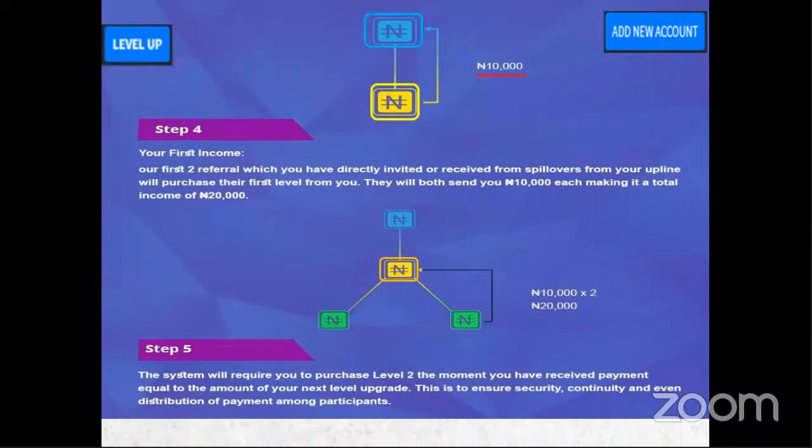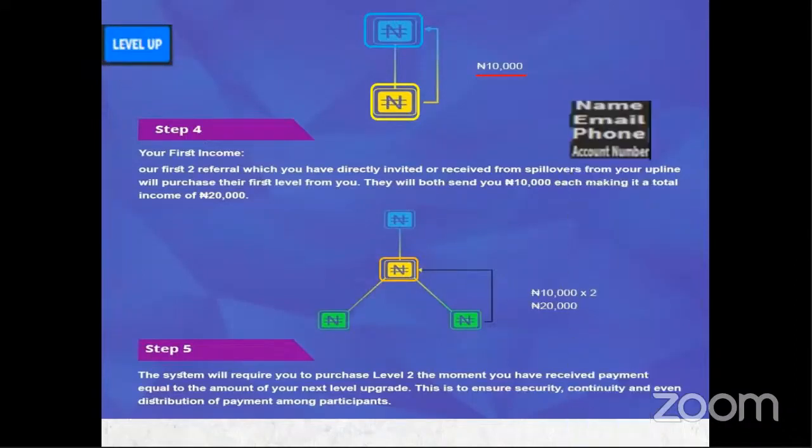So now you've done that. You now tap again on that same level up button. Something is going to be happening right now. You are going to be tapping on that level up button for the second time on your dashboard, and 4 vital pieces of information are going to be shown to you, which are the name, the email address, the telephone number, and account number of the person you want to pay. That's your very own 10,000 naira to pay.